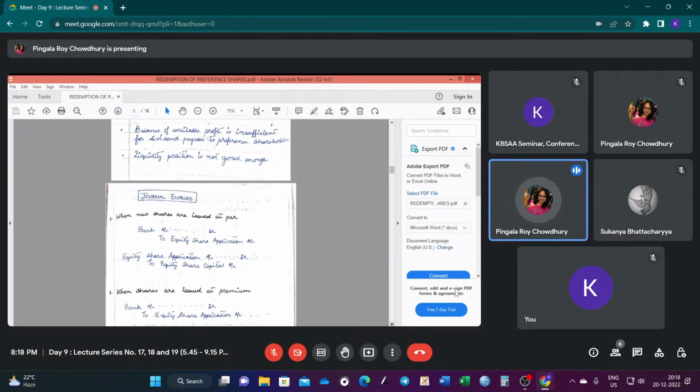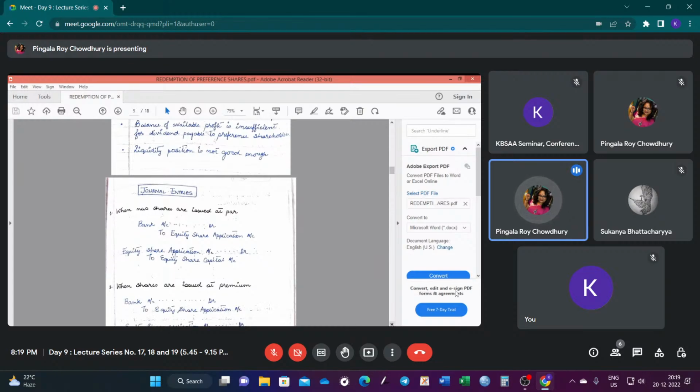Now, if a company states otherwise, that 2 for application, 3 for allotment and 5 for call, then you have to do accordingly. But usually what happens for redemption sums is, the question assumes that the entire amount on issue is collected at application. So on that basis, these journals are framed. So when new shares are issued at par, we are getting money. So obviously bank account will be debited and we are getting it on application. So to equity share application account.